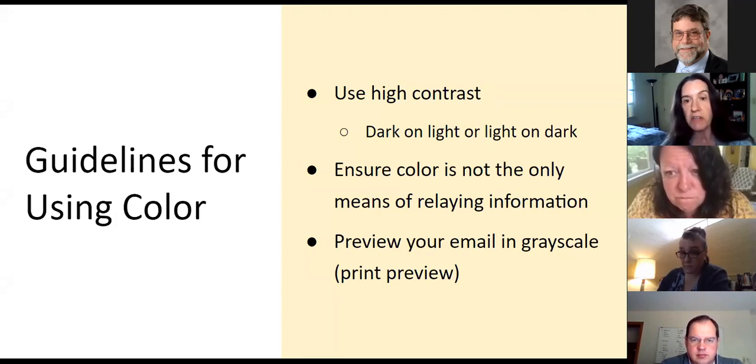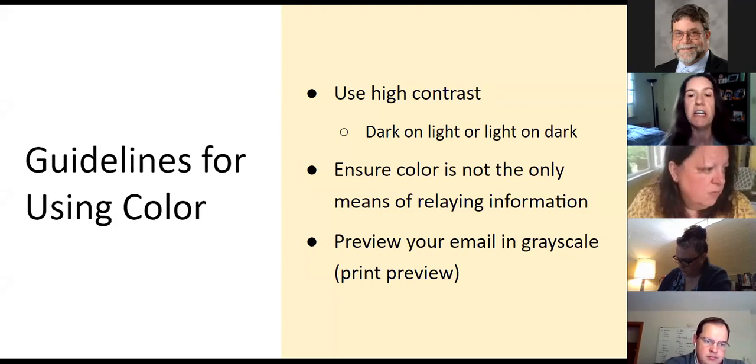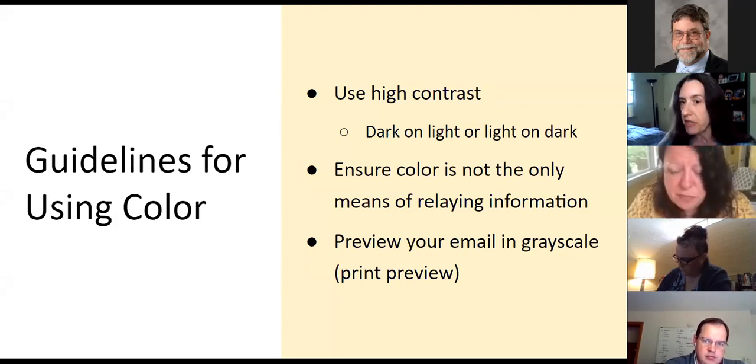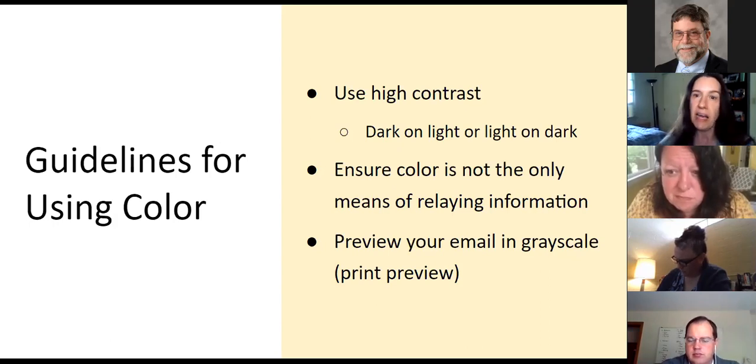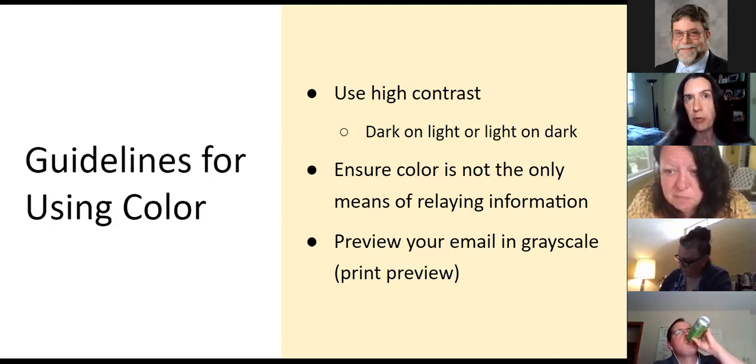You want to ensure that color is not the only means of relaying information. And I'll have a little example of this coming up on the next slide. You can preview your email in grayscale to get an idea of how someone else might perceive the color that you use. So you can pretend you're going to print it, put it in print preview, change it to grayscale, and take a look. If you've changed colors on certain words and you can't tell the difference in grayscale, people with some sort of color deficiency or color blindness aren't going to be able to tell the difference either.